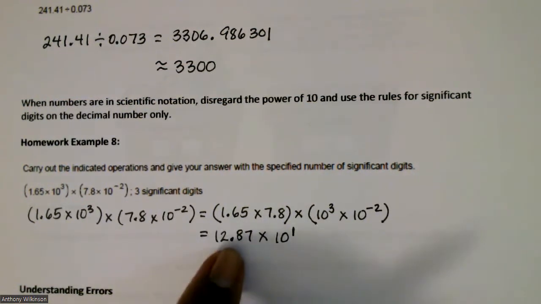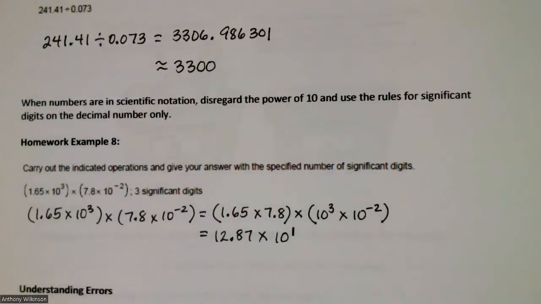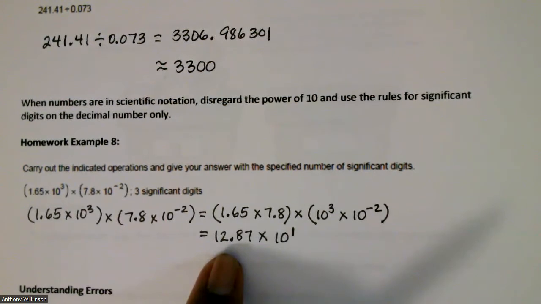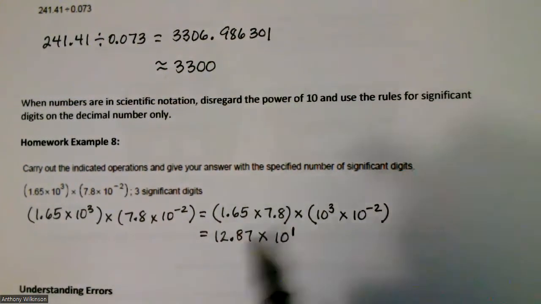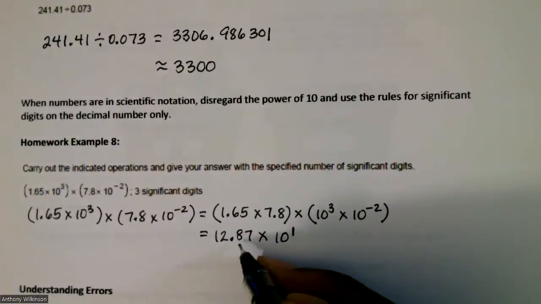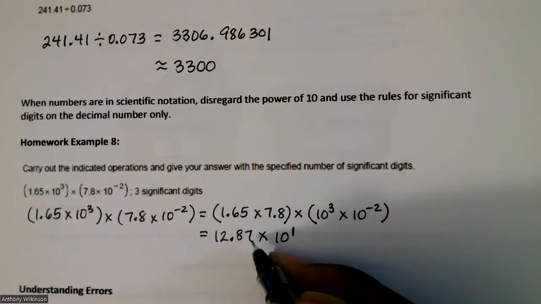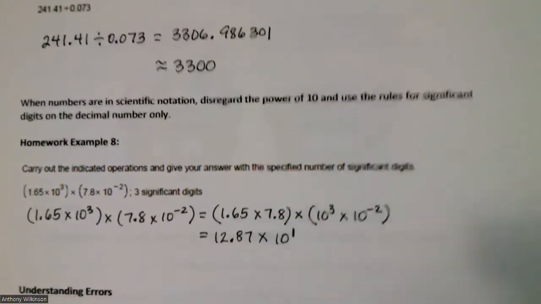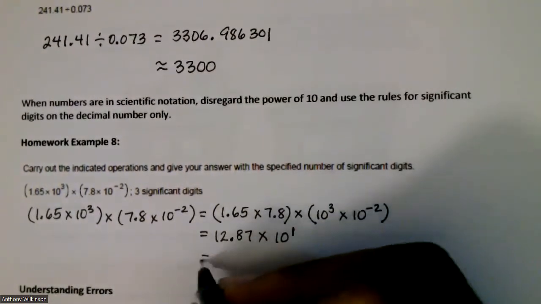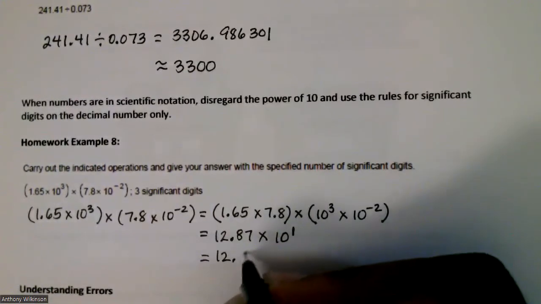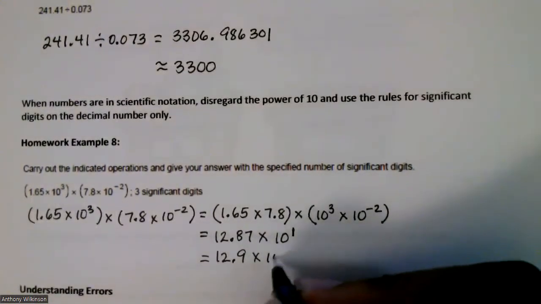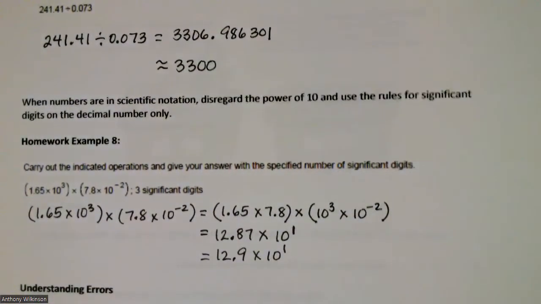But this part, it says 3 significant digits, so I need to give this part right here to 3 significant digits. So here's the first, second, and then the third significant digit here is an 8. The digit to the right of that is a 7. That's bigger than 5. So this 8 increases to a 9. So it'd be 12.9 times 10 to the first.